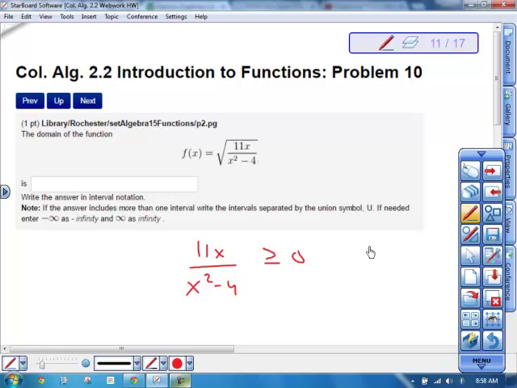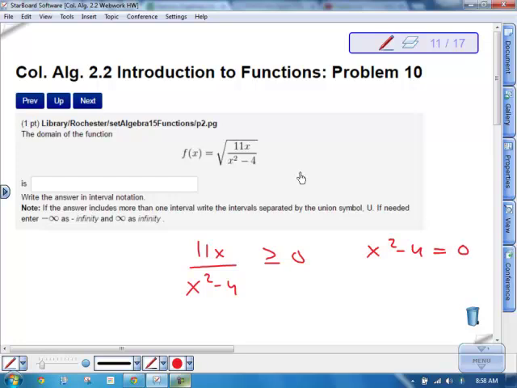Because we can't have negatives underneath the square roots. The other thing we can't have is x squared minus 4 equal to 0, because that's undefined. So let's find out where x squared minus 4 is equal to 0 first. That's x squared equals 4. Square root both sides, and we have an issue at x equals plus or minus 2. So those are 2 points we've got to look at that are undefined.